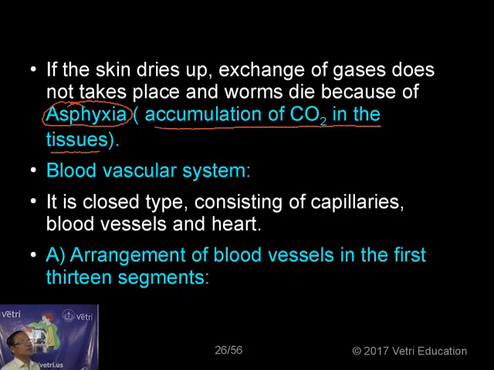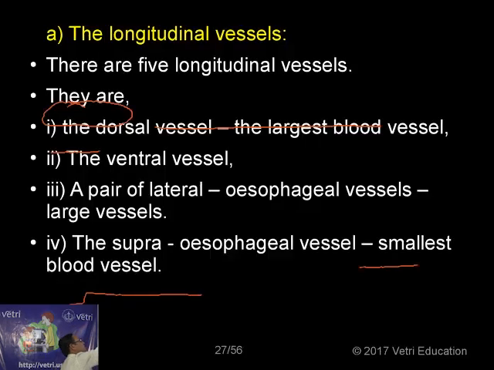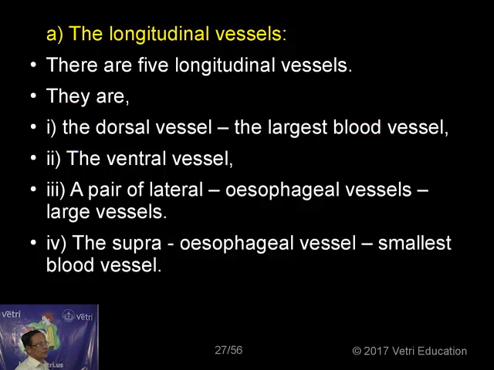Now we have to divide the circulatory system into two, because the arrangement of blood vessels is different in two regions: one up to the 13th segment, and another after the 13th segment. So prior to the 14th segment, what are the types of blood vessels formed? In the first 13 segments, we have the following blood vessels.